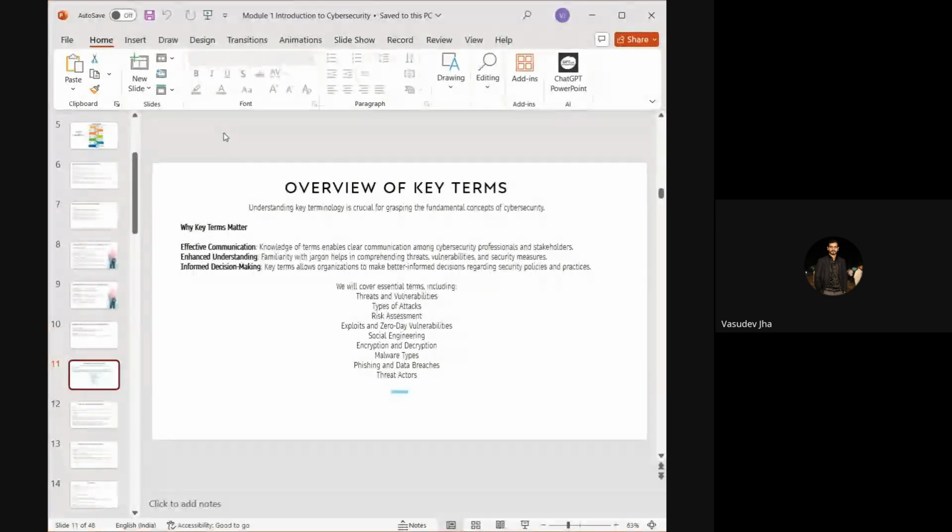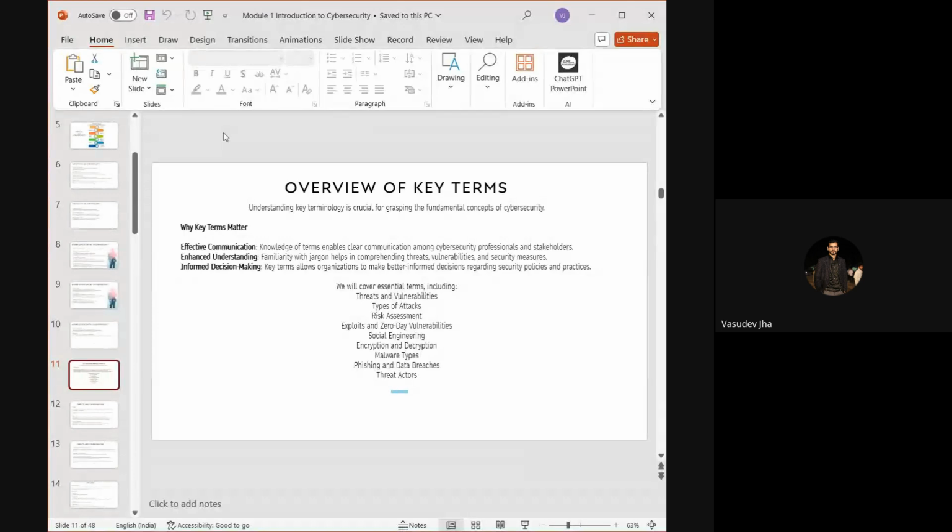Now let's go to the overview of key terms in cybersecurity. We have some terms for whenever we talk about, say, a data breach. We assign a single term for a process, but a data breach is not a specific process, it is a group of processes. But we have assigned a key term. So why is this key term important?